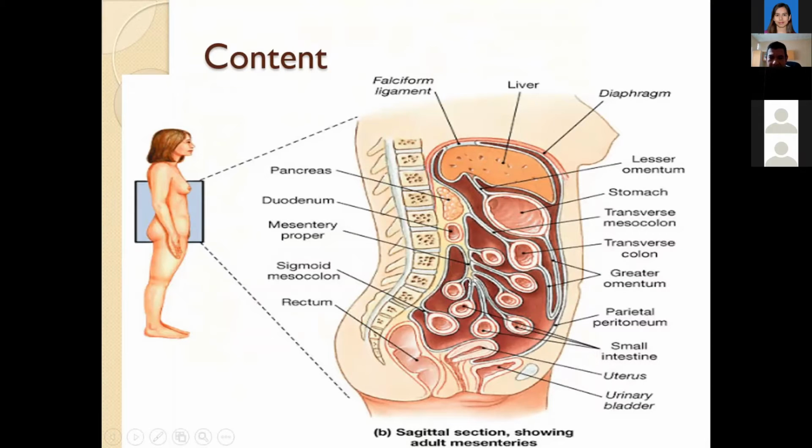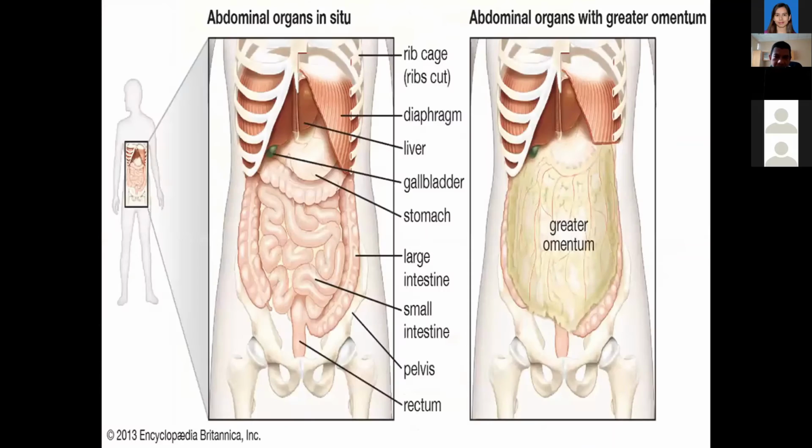Yes, liver and multiple loops of the small bowel. Okay, so the cecum is actually in the retroperitoneal area. So that's why the appendix is not widely mobile. Based on the appendix, it will not move. So this is what it looks like when you open up: the greater omentum covers the bowel.